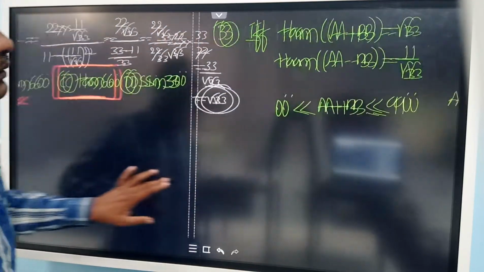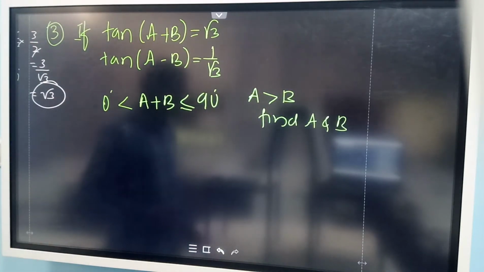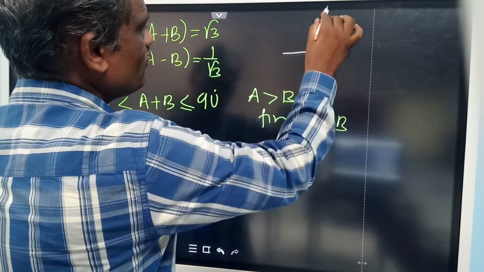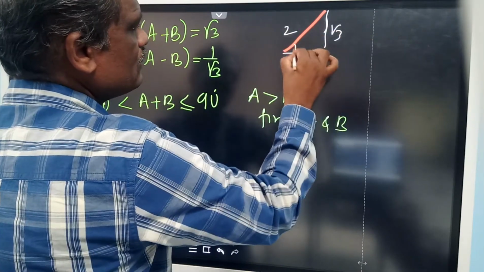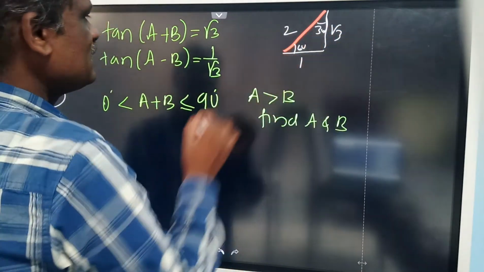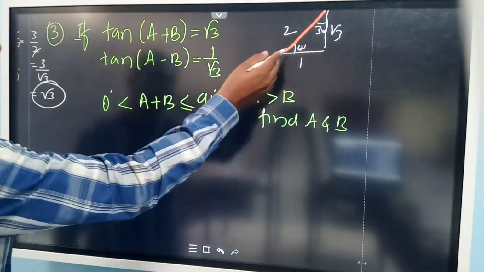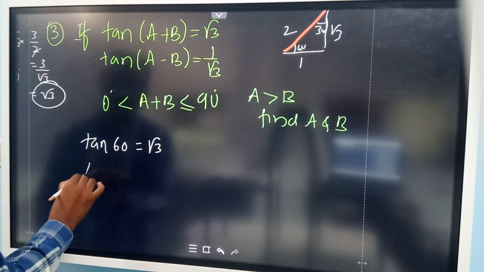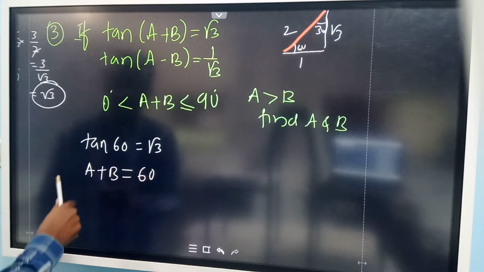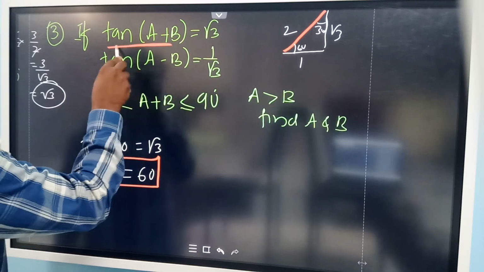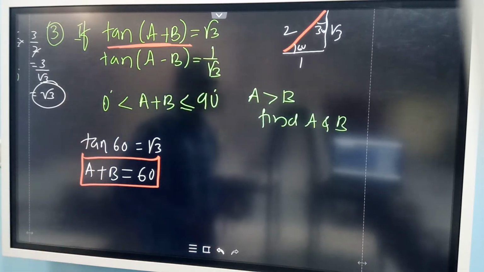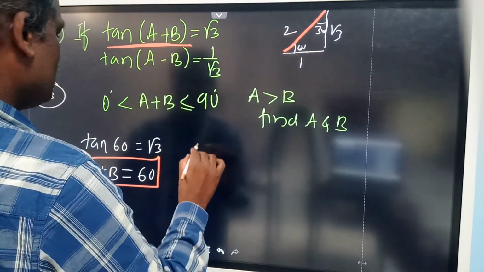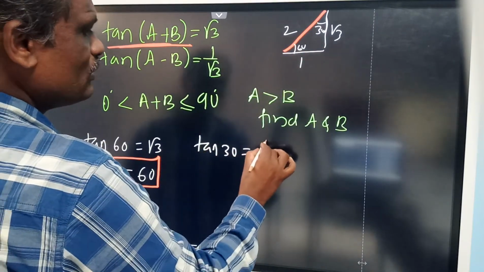So now this question, as we already did one example question: tan A plus B is equal to root 3. So for which angle will you get root 3? 1, 2, root 3, 60, 30. Opposite side by adjacent side, tan 60 is equal to root 3. That means A plus B is equal to 60 degree. Tan A minus B is equal to 1 by root 3. So 1 will be the opposite side of 30 degree. So tan 30 is equal to 1 by root 3.